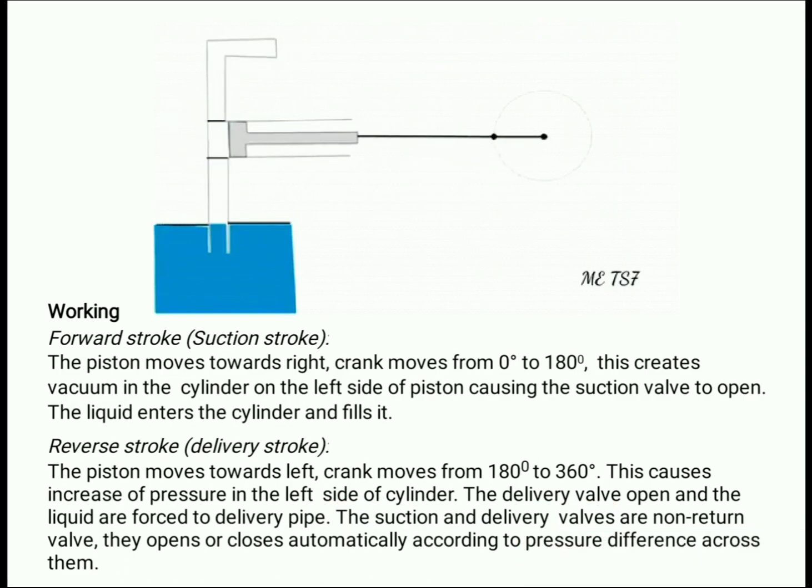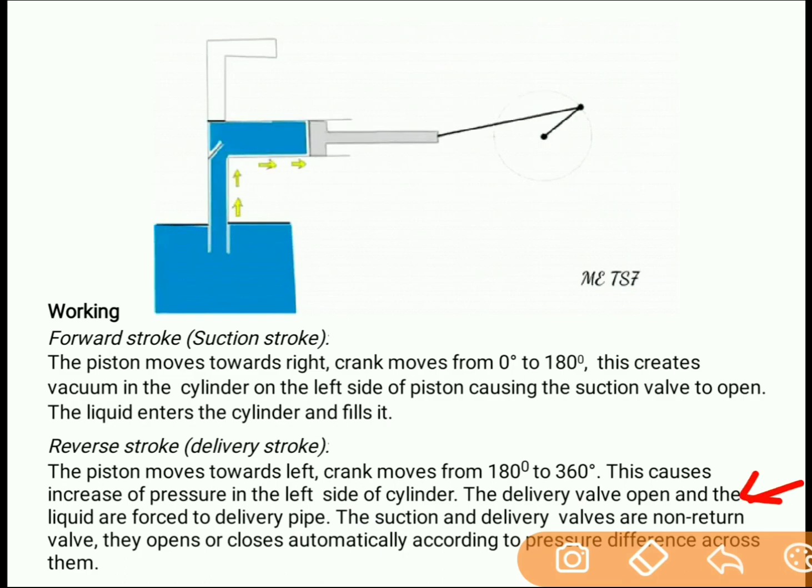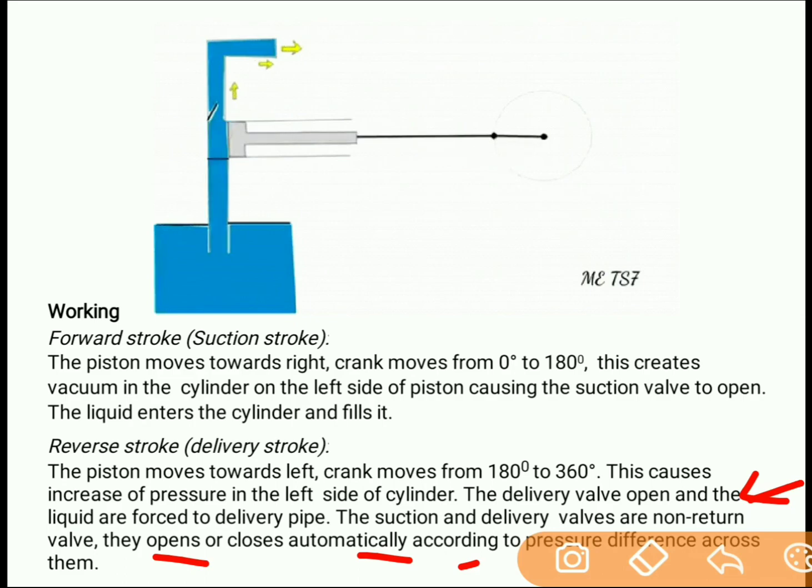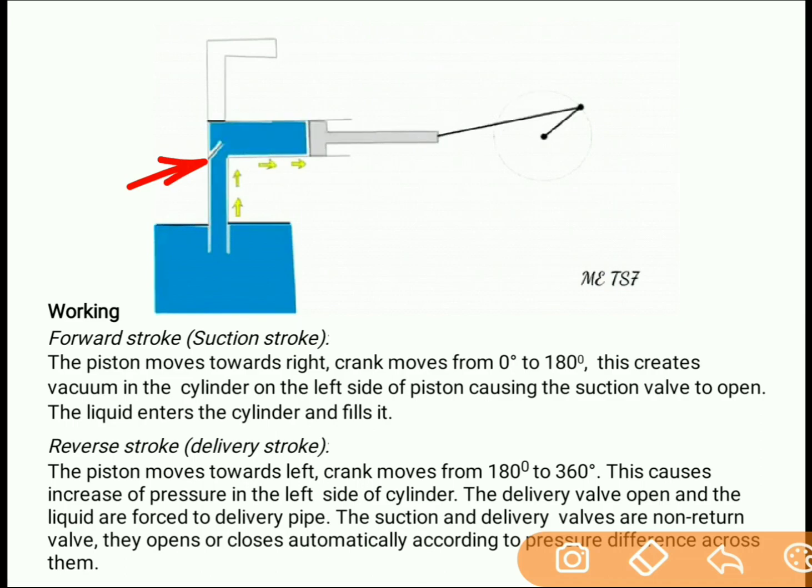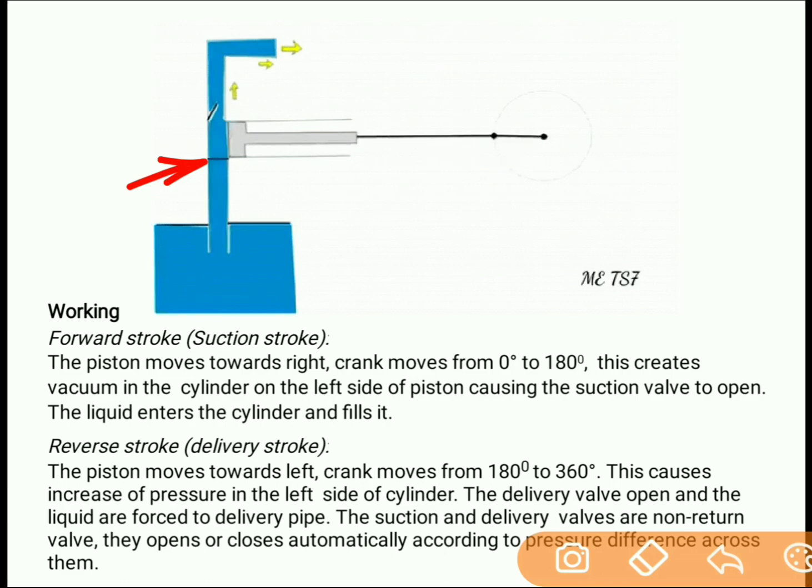The suction and the delivery valves are the non-return valves, thus they open or close automatically according to the pressure difference across them. So these two valves are the non-return valves.